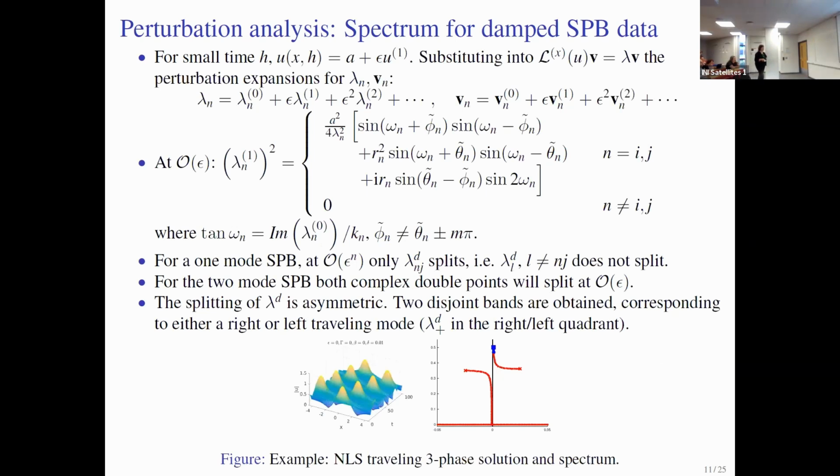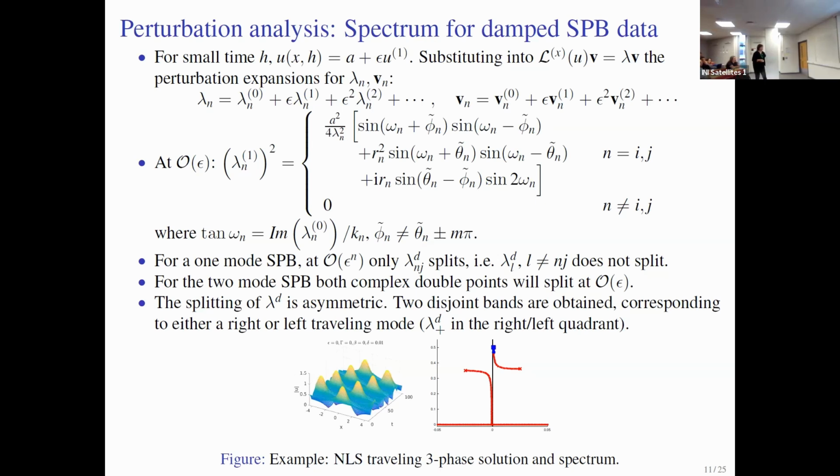Okay, so for data of this form, substituting the perturbation expansions for the eigenvalues and the eigenfunctions into your Zakharov-Shabat operator, you find that at order epsilon, the only double points lambda sub n that have an order epsilon correction are the ones that correspond to the SPB, so for n equals i, j. All of the other complex or real double points don't have an order epsilon correction.